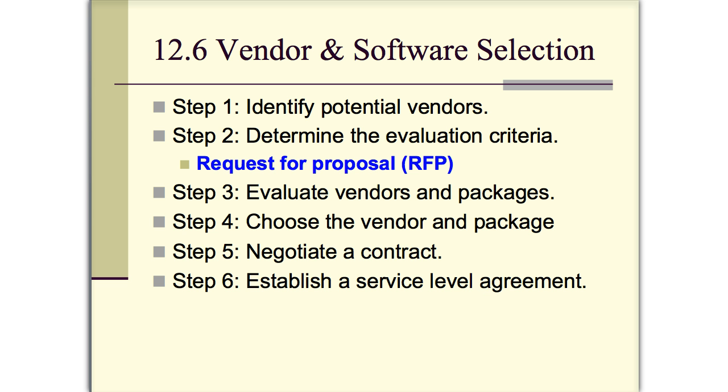And then of course, step 6, you're establishing what's called a service level agreement, or SLA. It's a formal agreement that specifies how the work is divided between the company and the vendor. So who's doing what, how are they working together, etc.